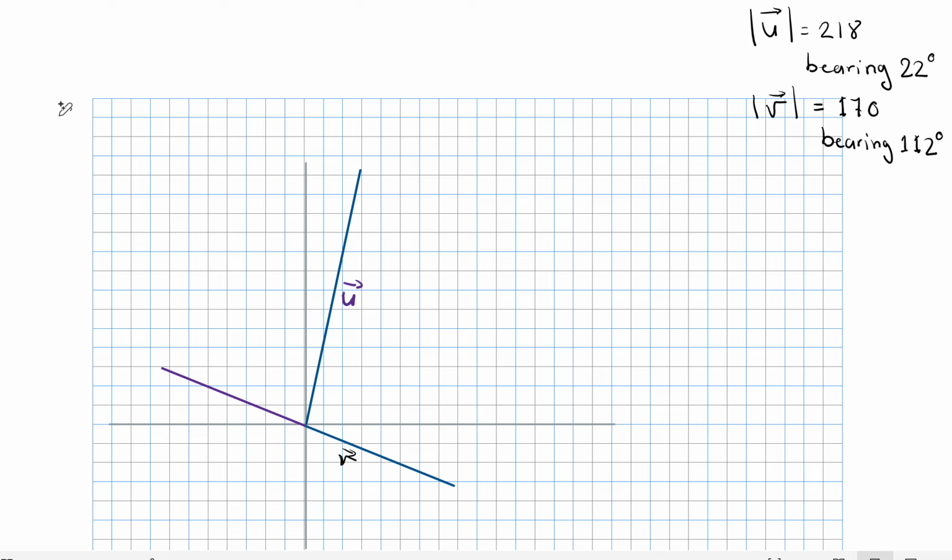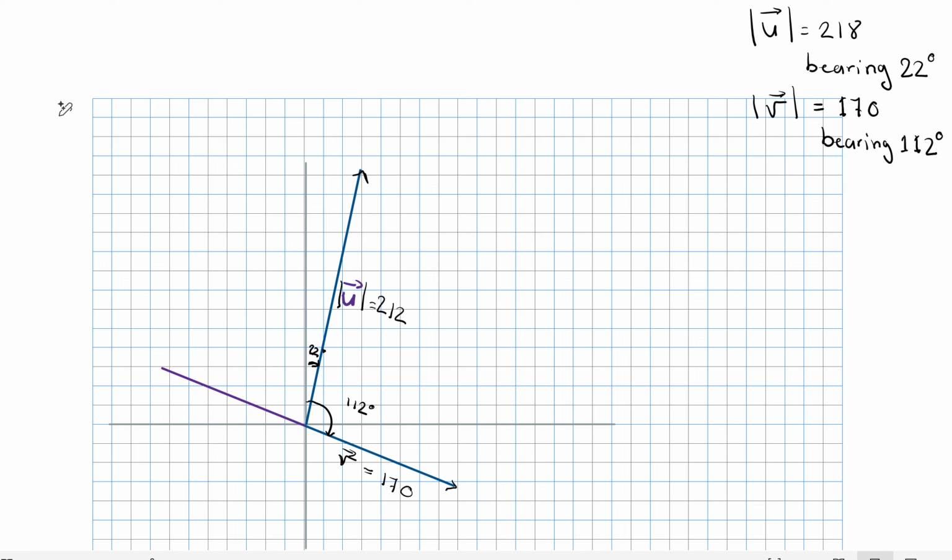Okay, so I drew those. So there is my 22 degree, right? The bearing for u. And then the bearing for v from here to here will be my 112 degrees, okay? Now, the magnitude of u is 212, so that will be the length of this vector. And then the magnitude of v here is going to be 170.